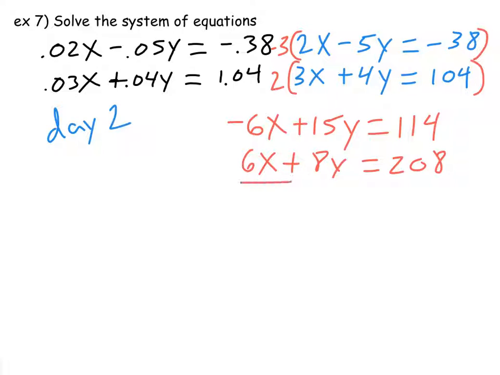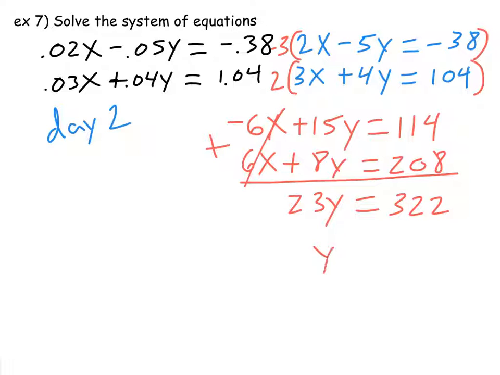All right, and now this looks really good, where I can add those. My x's get eliminated. I have 23y equals 322. The numbers are getting a little bit bigger, but they're whole numbers, which is good. That's going to make life a little more doable when solving these. Divide both sides by 23, and I will get that y is 14. Okay, y is 14.